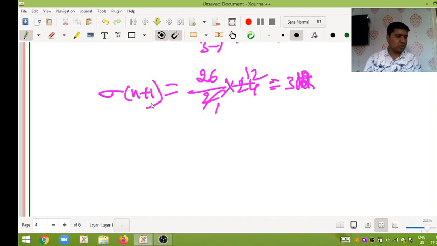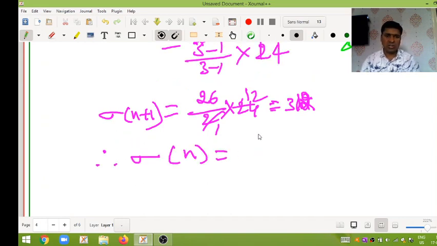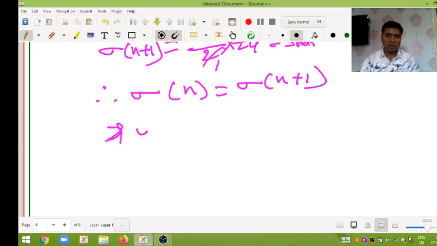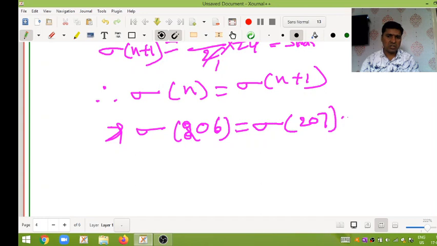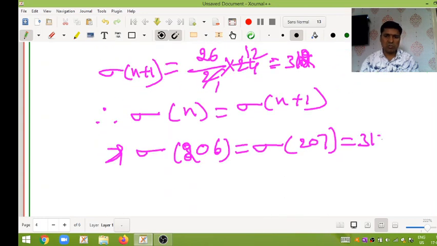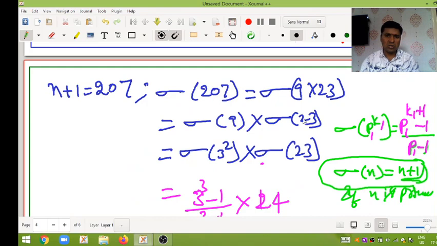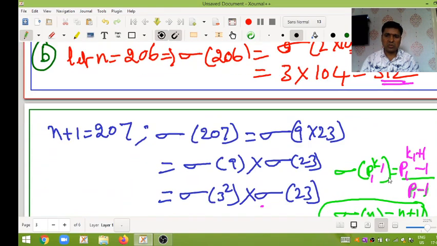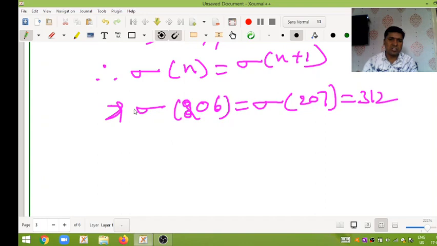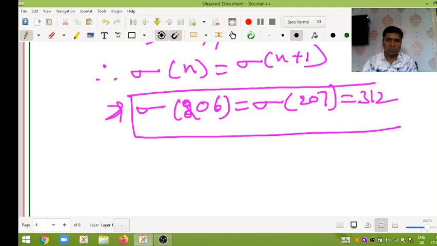So therefore, for this purpose, we proved sigma of n is equal to sigma of n plus 1, that is sigma of n means 206, which is equal to sigma of 207. That value is 312 in both cases, here also and there also. Okay, my dear friends, this one proved for 206.